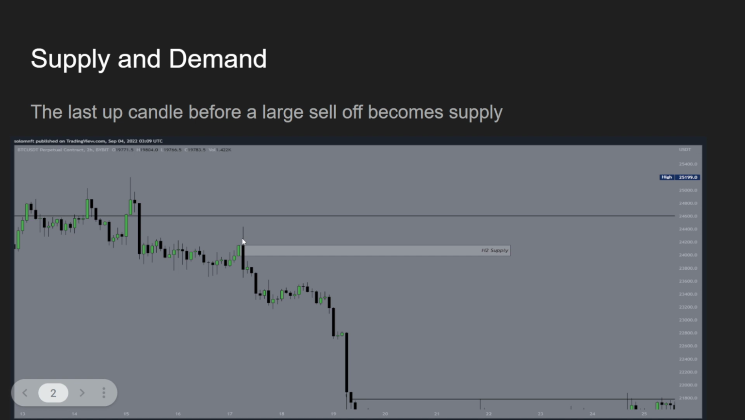Right, so first up we have supply and demand. The last up candle before a large sell-off becomes supply. So we have a 2-hour supply here. This is also technically a 2-hour supply here. 2-hour supply, 2-hour supply.